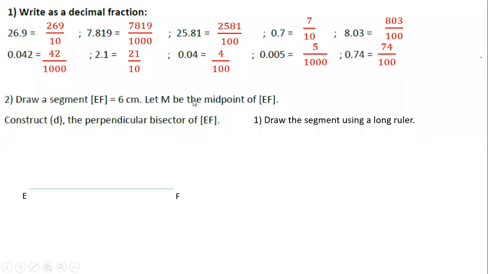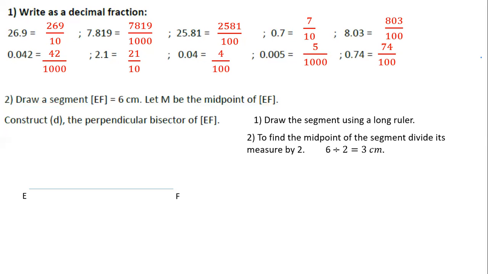Now, let M be the midpoint of segment EF. To find the midpoint of segment EF, what should we do for the measure of EF, guys? Miss, we put the long ruler and if it's 8 centimeters, we mark it at the 4 centimeter. We should not put directly the long ruler. We take the measure, which is 6 centimeters, and we divide it by 2 because the midpoint is in the middle of the segment. So 6 divided by 2 is 3 centimeters.